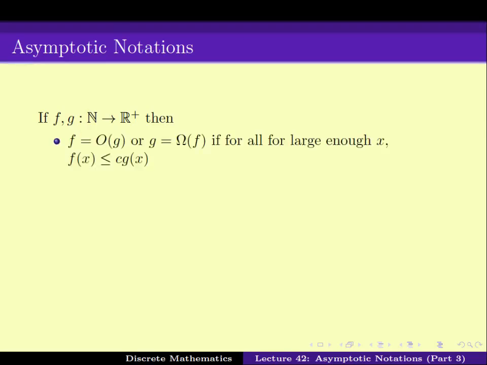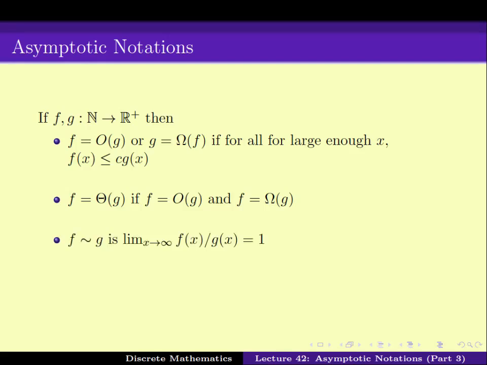For example, we say f is big O of g if f(x) is less than some constant times g(x). Similarly, we say f is theta of g if f is big O of g and f is big omega of g, which means f is bigger than a constant times g(x). We have something called f is asymptotically similar to g if f(x) by g(x) tends to 1, and we say f is small o of g if the limit as x tends to infinity of f(x) by g(x) is equal to 0.